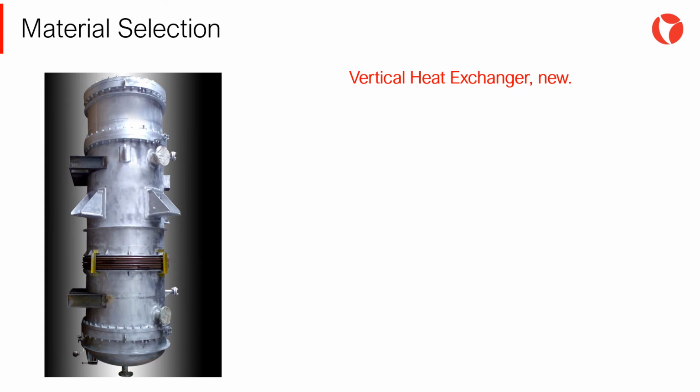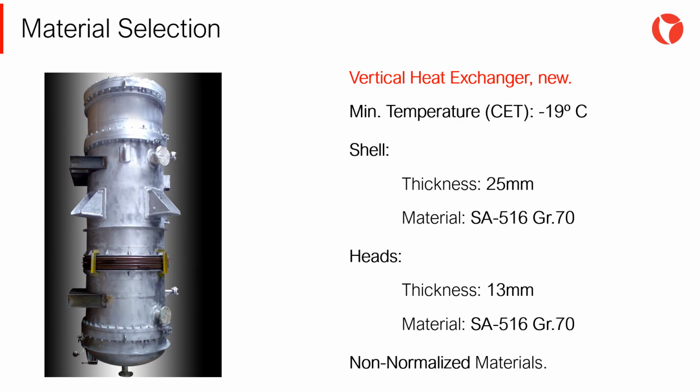a material that is SA516 grade 70. For heads, the thickness is 13 millimeters and the material is SA516 grade 70 as well. Let's bear in mind that these materials are in the non-normalized condition, at least these materials have been specified in the non-normalized condition. Let's see what happens with this case.